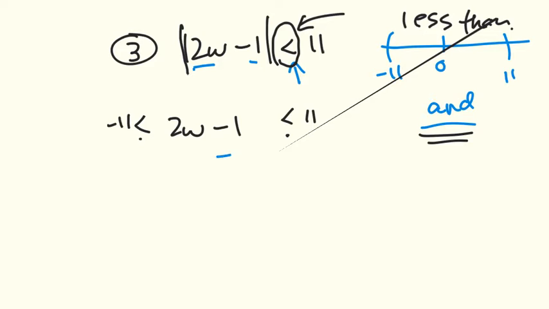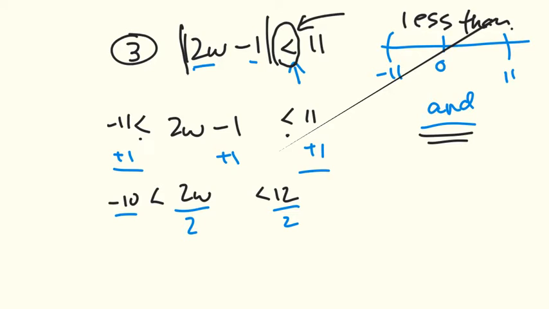So let's take a look here. Well, we're going to add 1 to both sides, and that's going to leave us with, let's see, negative 10 less than 2w less than 12. We're going to divide by 2 on both sides, of course, for both inequalities. We get negative 5 less than w less than 6. So w is in between negative 5 and positive 6. So if w itself is between negative 5 and positive 6, then the absolute value of 2w minus 1 will be less than 11. That expression will fall in this range somewhere.